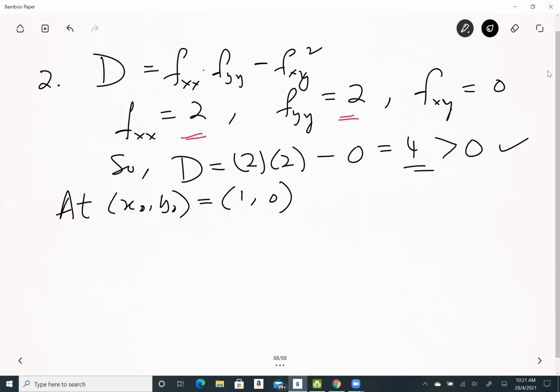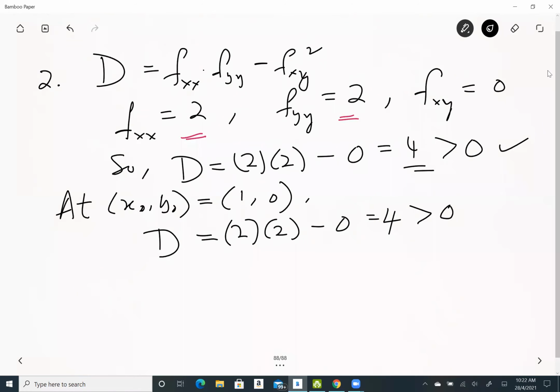Okay, 1, 0. Then the value of the D is the same because it's constant. It's equal to what? It's equal to 2 times 2 minus 0, equal to 4. And that is positive. So what you get will be something whether it is a negative, it's a maximum or it's the minimum. All right. So I have the D bigger than 0.